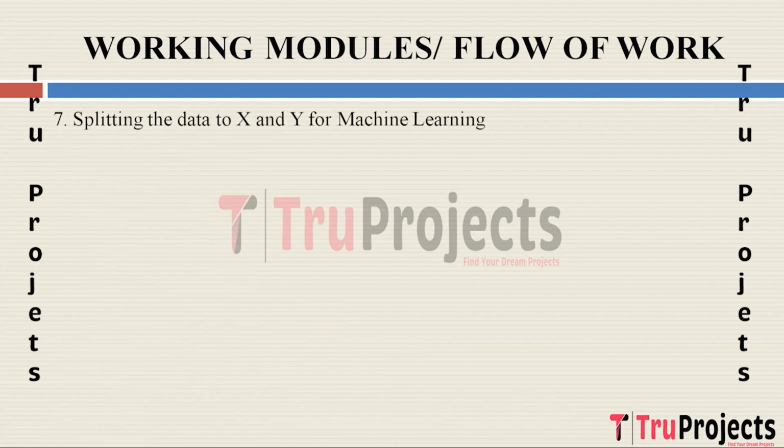Splitting the data to X and Y for machine learning. The dataset is divided into two parts, commonly referred to as X and Y. X represents the features or attributes used for prediction, while Y represents the target variable. This split prepares the data for machine learning model training, where X is used to predict Y.